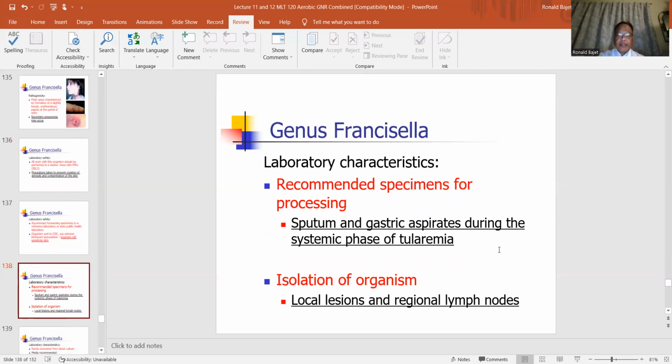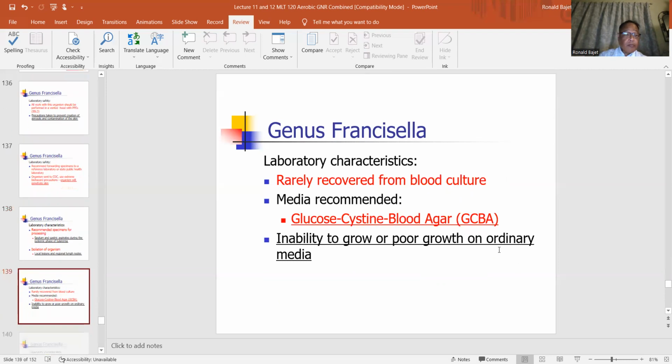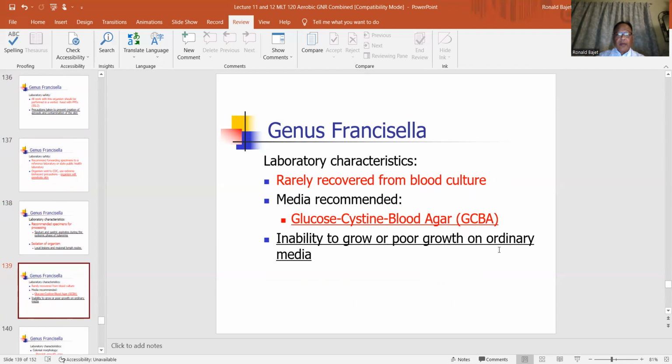Recommended specimens for processing for possible Francisella infection are sputum, gastric aspirates if you consume infected meat, gastric aspirates during the systemic phase of tularemia, and isolation of organisms from local lesions and regional lymph nodes. Francisella is rarely recovered from blood culture.